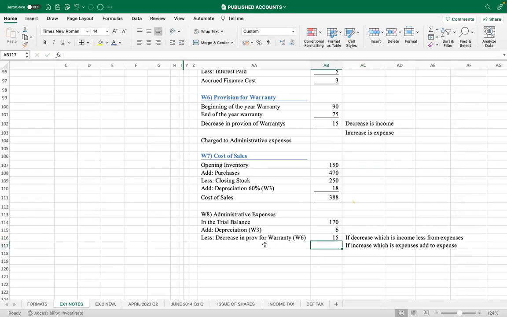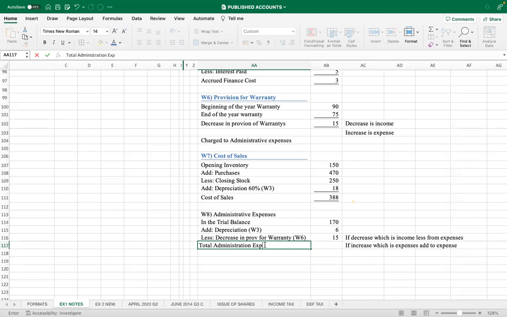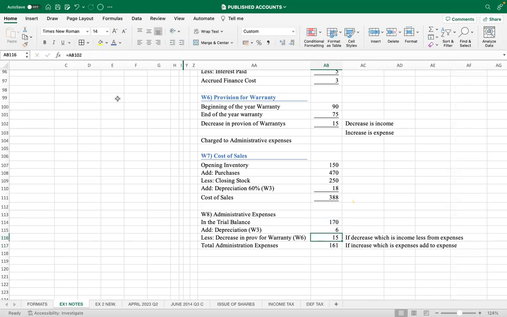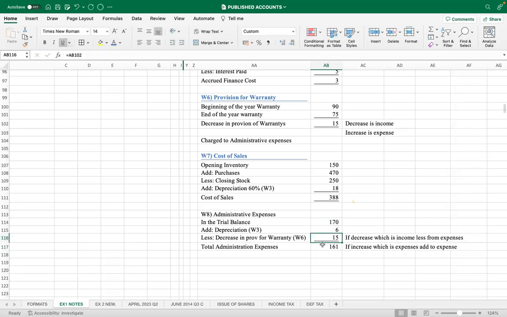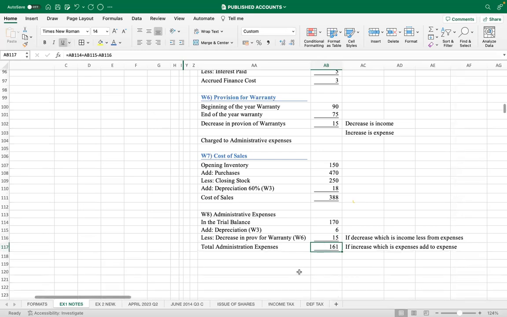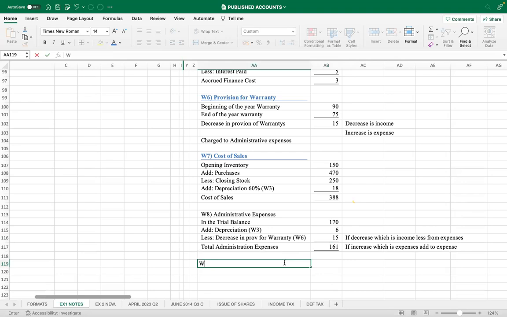So this gives you total administration expenses. So we have 170 plus 6 minus 15. So total administration expenses are 161. There is still working 9. Which other expense is remaining? Working 9 is distribution.